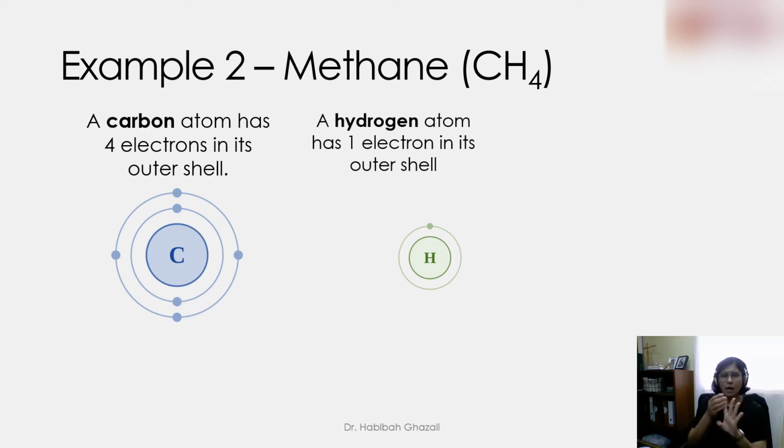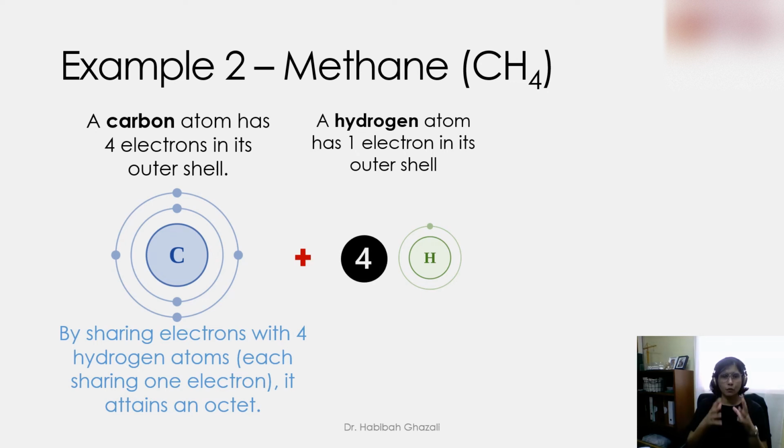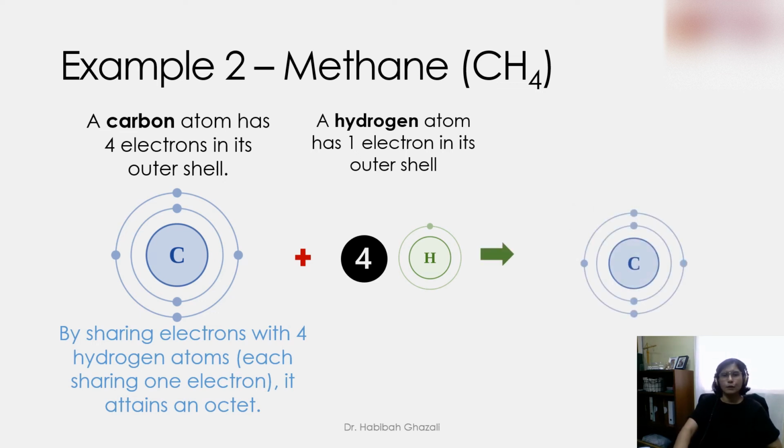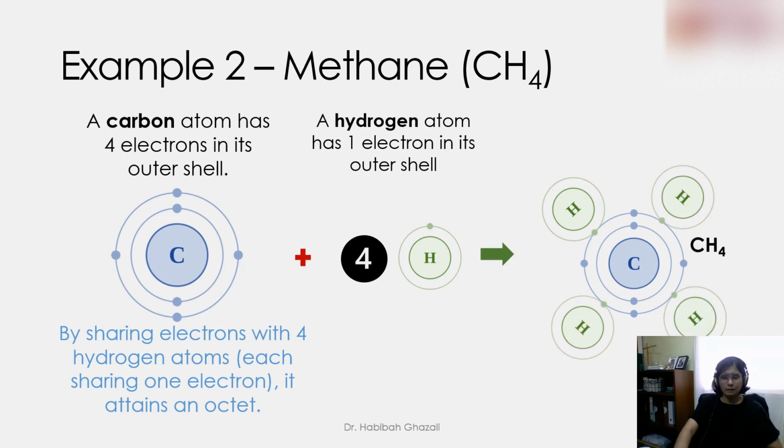Each hydrogen has 1 electron in its outer shell. So by sharing 4 electrons with 4 hydrogen atoms, each sharing 1 electron, it will attain octet. The bonding between these 4 hydrogen atoms and the 1 carbon atom is what we call covalent bonding. By sharing these 4 hydrogen atoms with 1 carbon, it will create a compound or a molecule that we call methane.